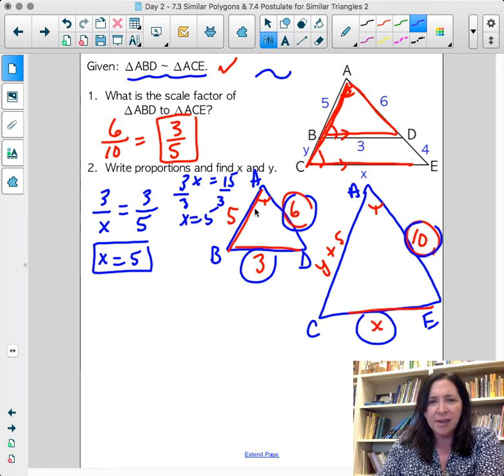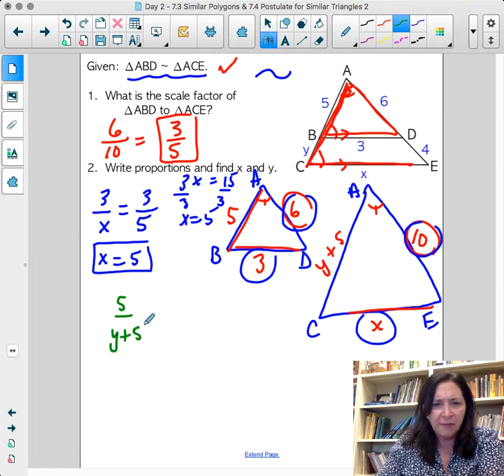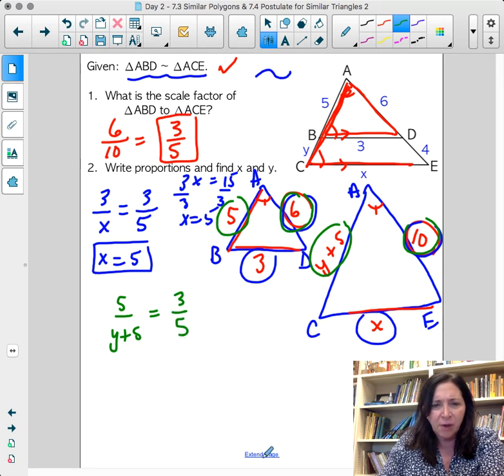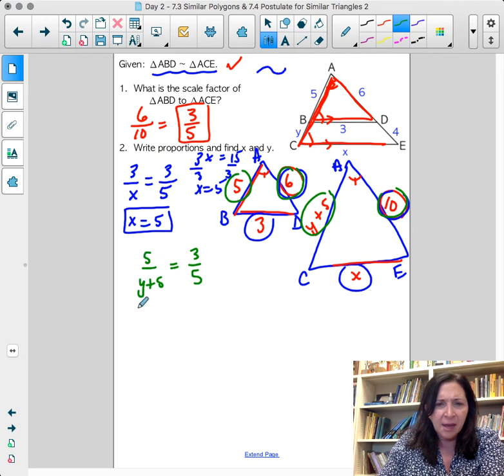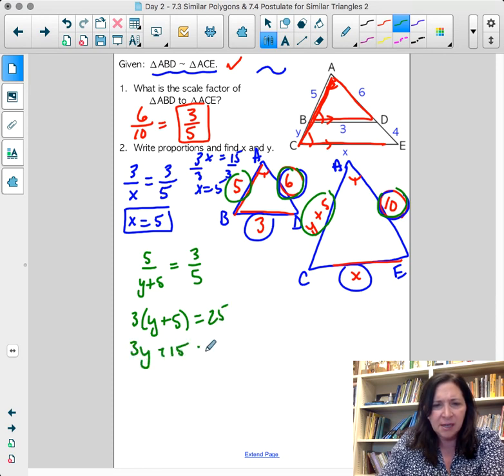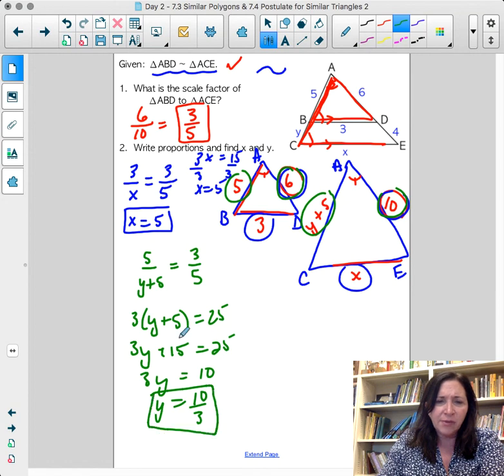So now for me to find y, I'm going to go, okay, 5 is to y plus 5 as 6 is to 10. Again, see, 5, left side is to right side as 6 is to 10. By doing that, I have to say as 3 is to 5. So I'm going to cross multiply, and I get 3 times y plus 5 is equal to 25. 3y plus 15 equals 25. 3y is equal to 10, so y is equal to 10 over 3. And so that's what y equals, and that's what x equals.